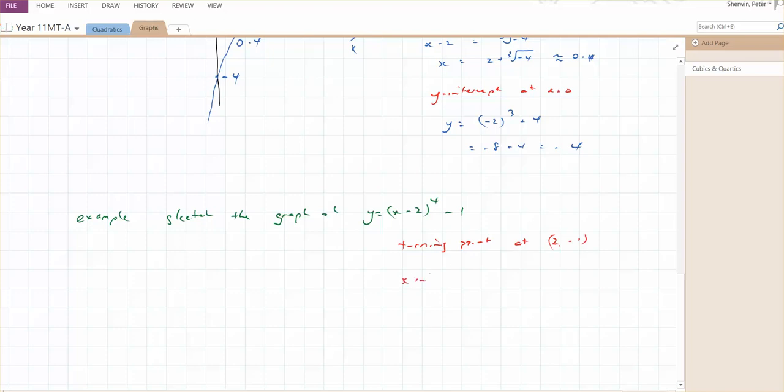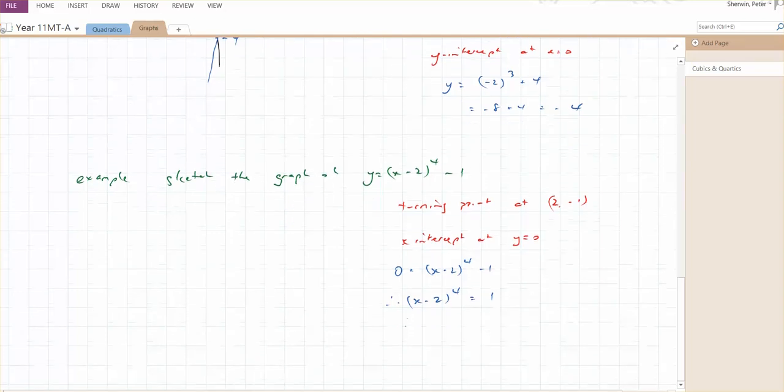The x-intercept at y equal to 0, so we need to solve that. So 0 equals x minus 2 to the power of 4 minus 1. If we start to solve this, it's x minus 2 to the power of 4 equals 1. X minus 2 is equal to the 4th root of 1. The 4th root of 1 is just 1, so that's going to be quite nice. X is equal to 1 plus 2, which equals 3.